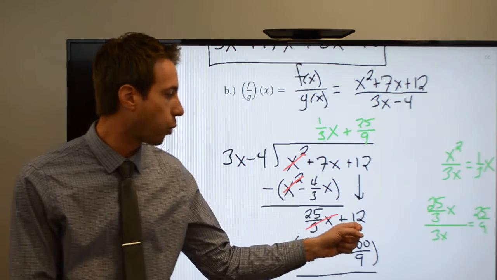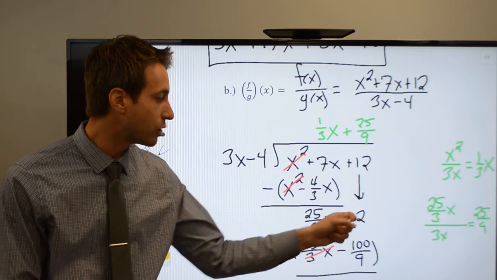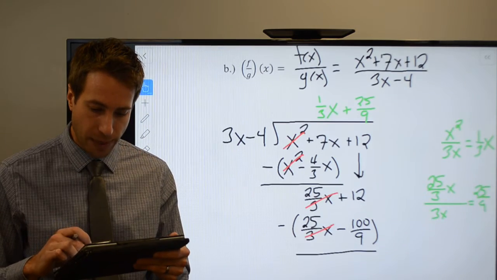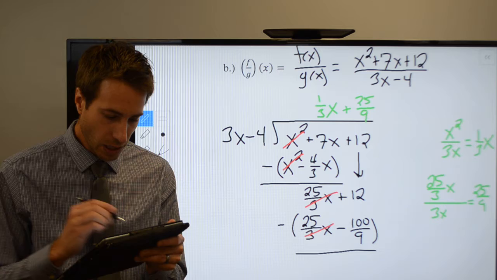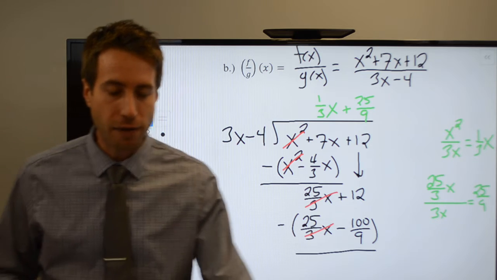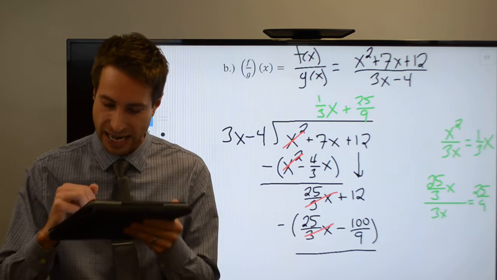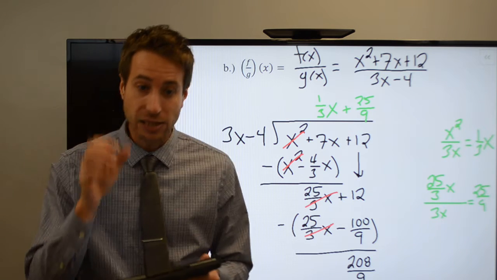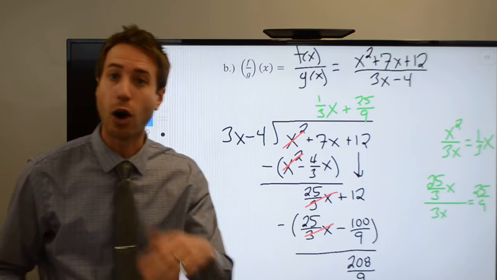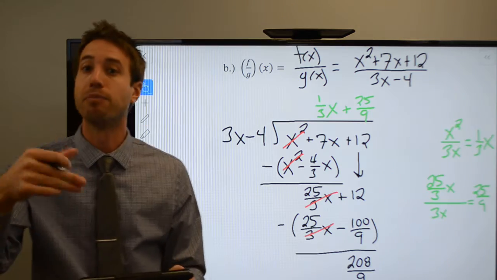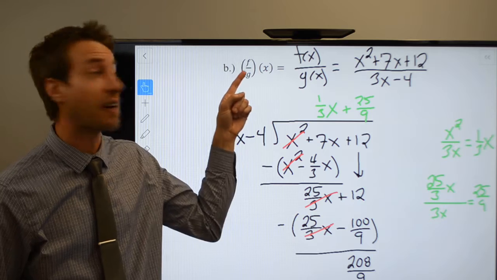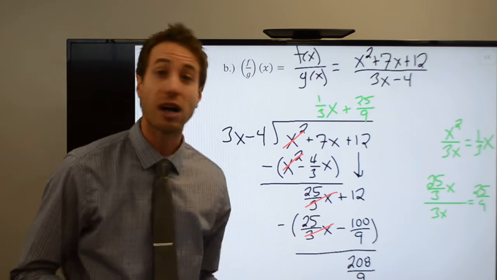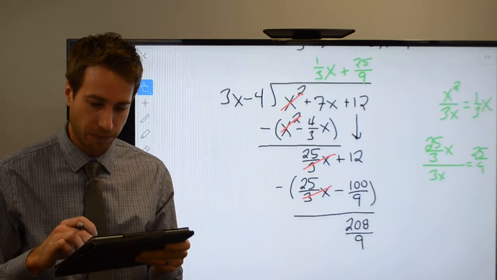And then we're going to do 12 negative, which means 12 plus 100/9. And so we are going to wind up with a remainder here. I wind up with a remainder of, what do we get? 208/9. As my remainder. So here we go. I'm going to write my answer. The result of dividing f of x by g of x is the quotient plus the remainder. All right, so here we go.